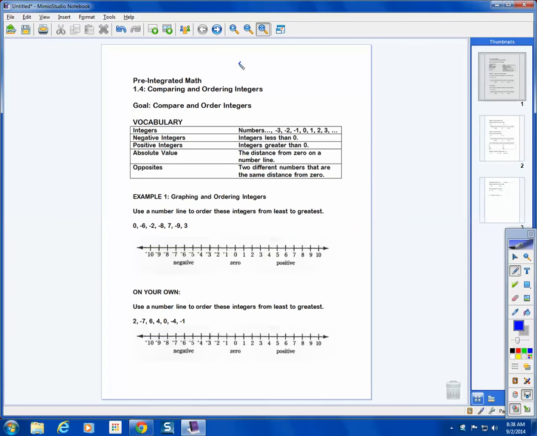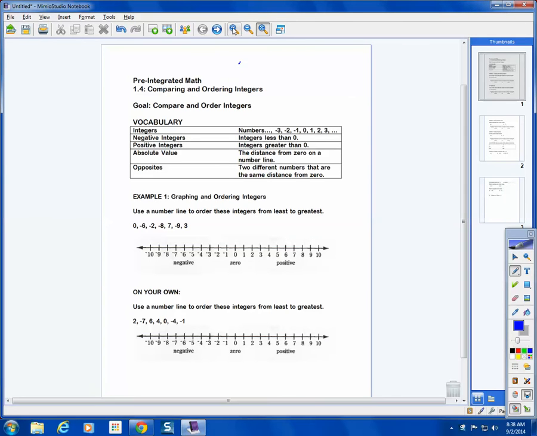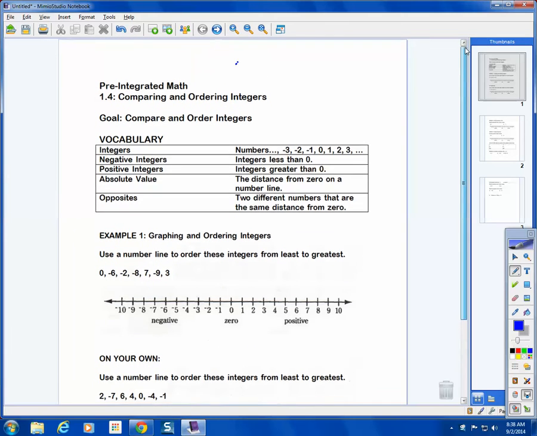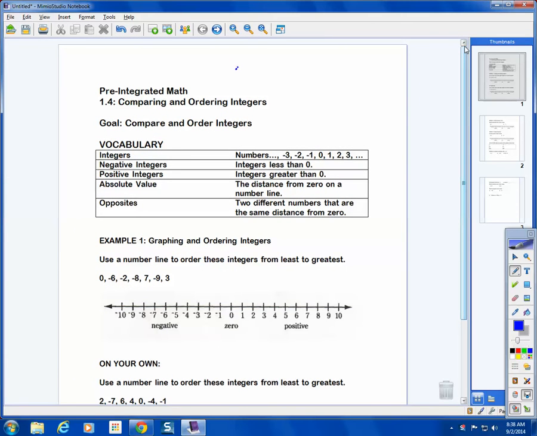Here it is. All right, how about a volunteer to read to me the title of the notes, first of all? Who would do that? Go ahead, Tim. Pre-integrated math 1.4, comparing and ordering integers. All right, that's great. We're going to have to figure out what some of these terms mean first off. But today our goal is going to be compare and order integers. Basically, you're going to be comparing some numbers.